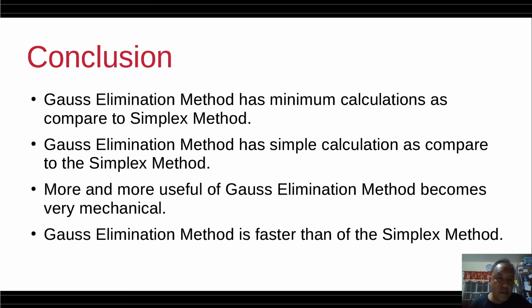Conclusion. The Gauss elimination method has minimum calculations as compared to the simplex method. Also, this method has simpler calculation compared to the simplex method. Ironically, sinabi siyang simplex pero it's more complicated. The more useful Gauss elimination method becomes very mechanical. Thus, the Gauss elimination method is far faster than the simplex method.